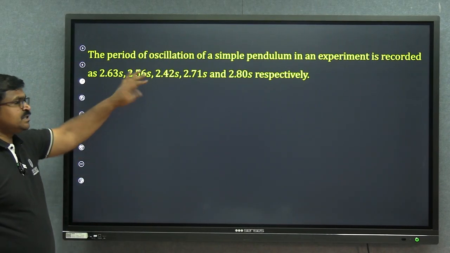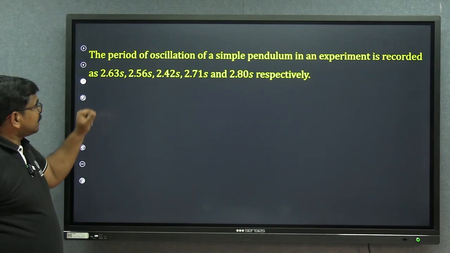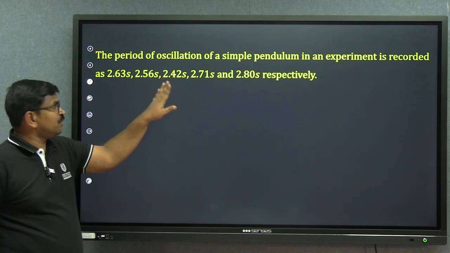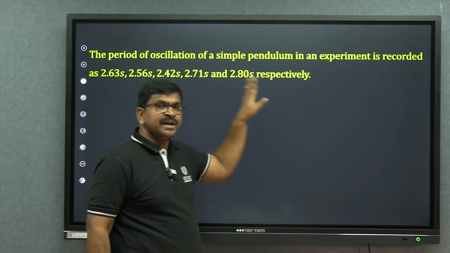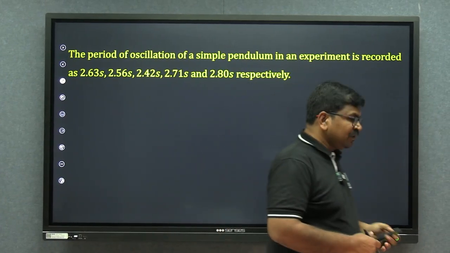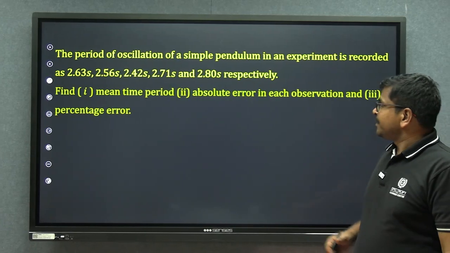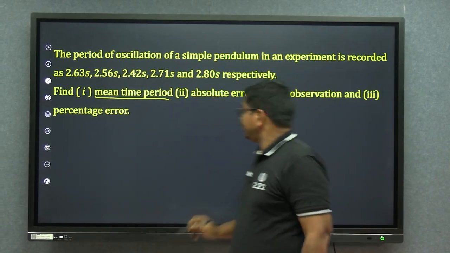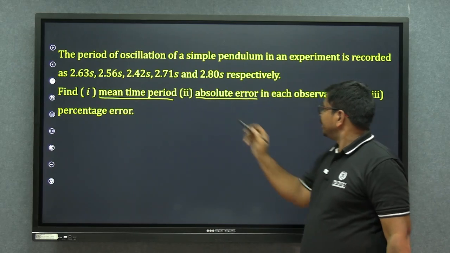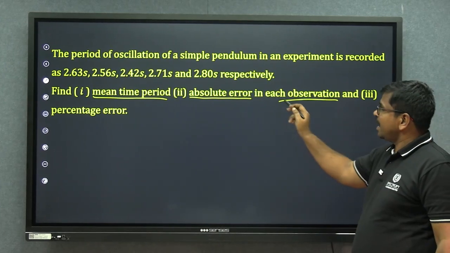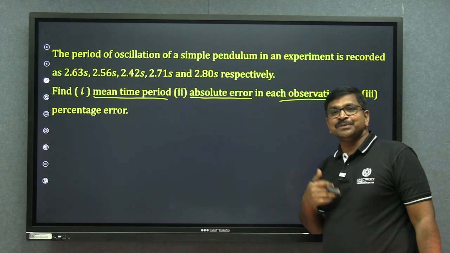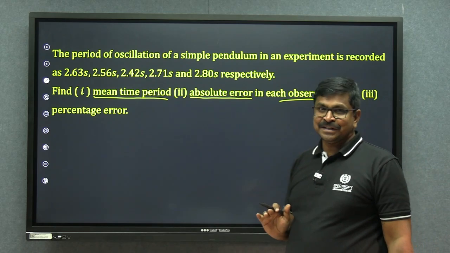The period of oscillation of a simple pendulum in an experiment is recorded as 2.63 seconds, 2.56 seconds, 2.42 seconds, 2.71 seconds, 2.80 seconds. Now we need to find the mean time period, that is the true value, the absolute error in each observation, and the percentage error. To calculate the percentage error, we need to estimate the mean absolute error.